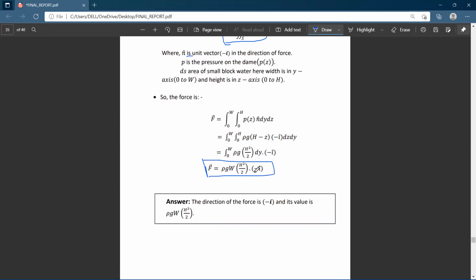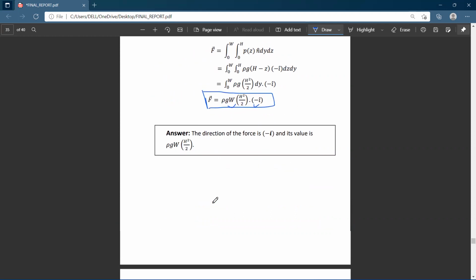This is the direction of the force, and this is the modulus of the force.